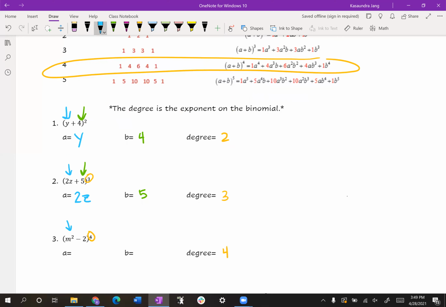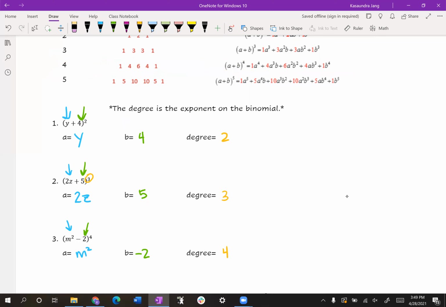The A, again, is what's added to the B. This is an M squared, including the exponent and everything. And, okay, keep in mind that this says plus B. Big old plus sign right here, plus B. But this guy says minus 2. I must have been adding a negative 2. So a negative 2 for my B in this case. Keep the sign on there.